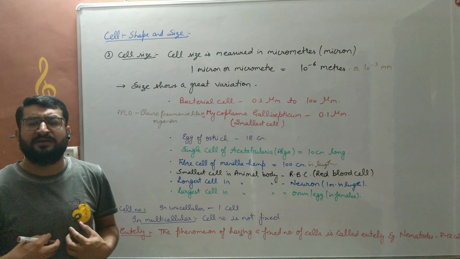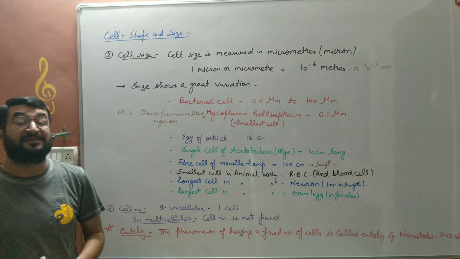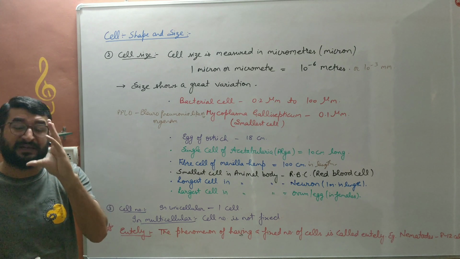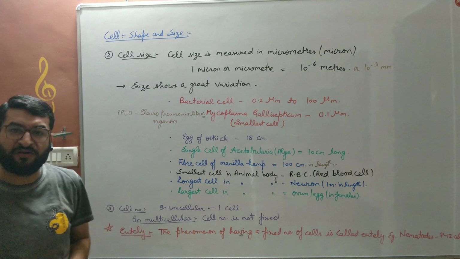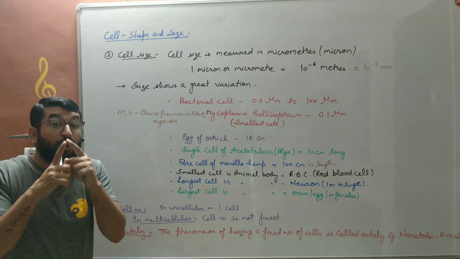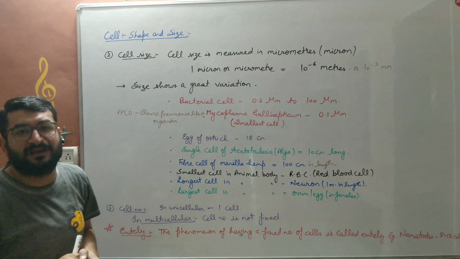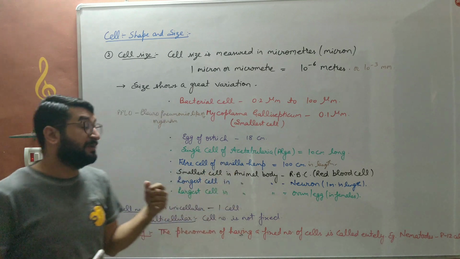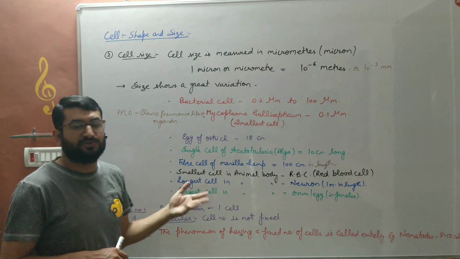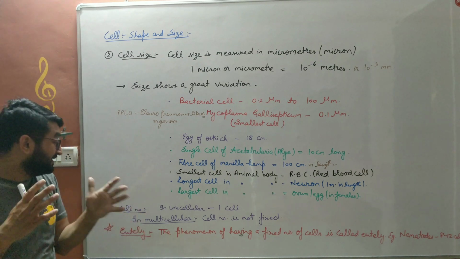In the animal body, the smallest cell is the RBC, red blood cell, and the largest cell is present in females, that is the ovum or egg. That is the largest cell of the human body. The longest cell of the human body, I explained to you earlier, is the nerve cell. It may be up to 1 meter in length. So these are certain facts about cell sizes.